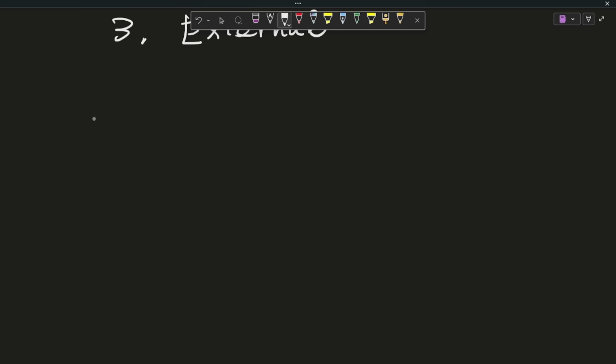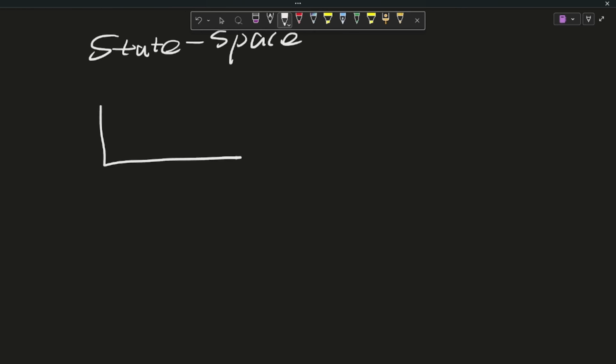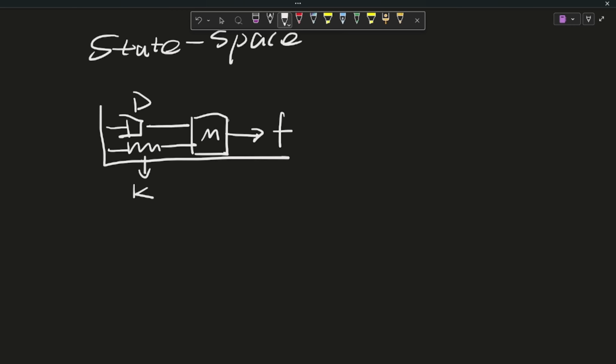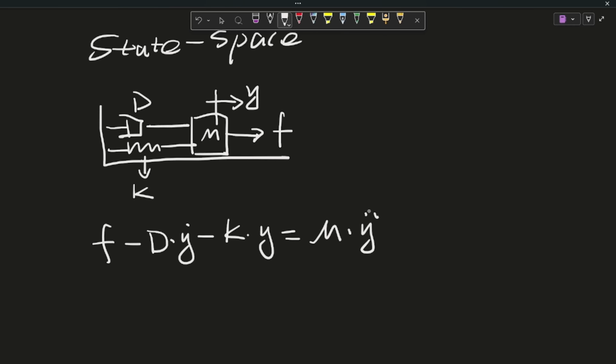Let's use the same example to explain state space. The slider has a mass m. It is subject to an external force, F. It has a damping coefficient d, stiffness k, and the displacement is y. Since state space operates in the time domain, we will simplify the notation and omit the (t). Let's rewrite the equation of motion.